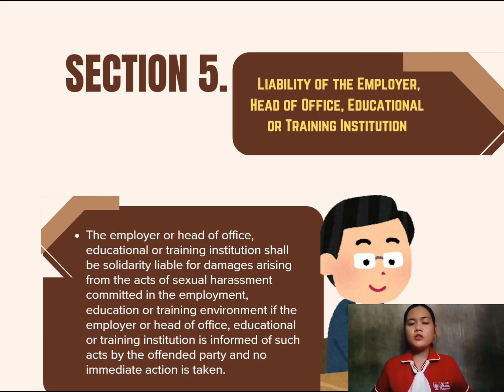Section 5. The Anti-Sexual Harassment Act of 1995 aims to protect individuals, particularly students, against sexual harassment in educational and training institutions. The employer or head of office, as well as the educational or training institution, will be held liable for damages resulting from acts of sexual harassment if they are told by the offended party of the occurrence of such action but no action is taken. The employer or head of office is responsible for providing a safe and healthy environment for their employees, students, and trainees.